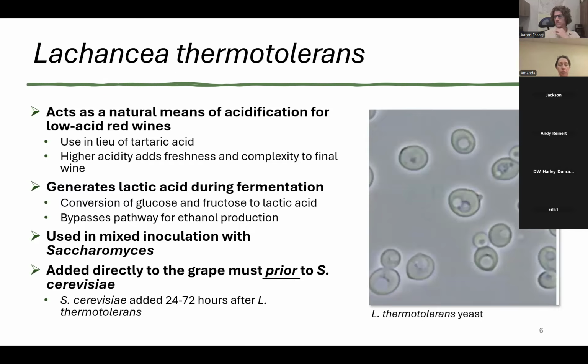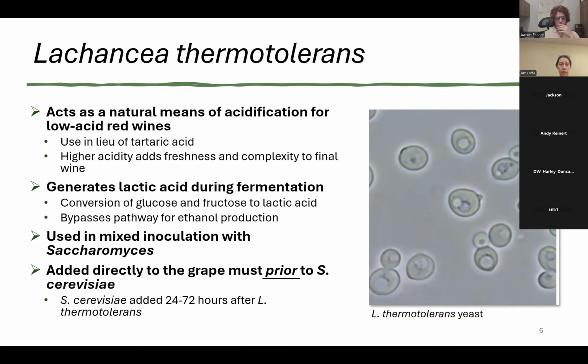So moving first to Lachancea thermotolerans, this yeast acts as a natural means of acidification for low acid wines. A lot of winemakers will use this yeast in low acid red grapes, but it can also be used in white grapes grown in warm regions. So instead of having to dump a whole bunch of tartaric acid into your grape must or your juice, you can use Lachancea thermotolerans instead to lower the pH and increase the final titratable acidity. We know that having a good acid balance will add freshness and complexity to the final wine product.